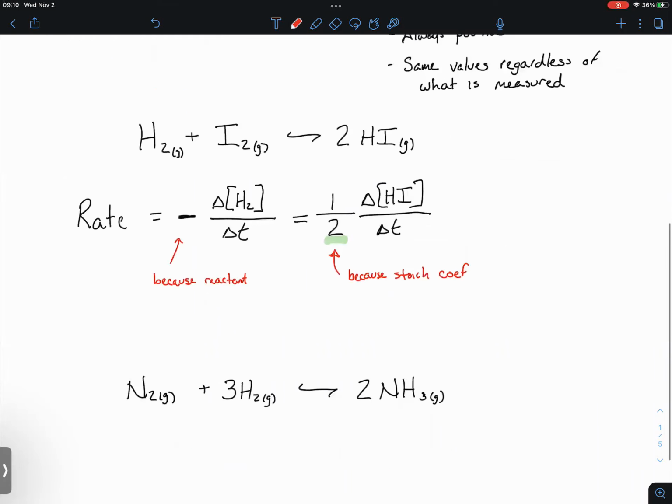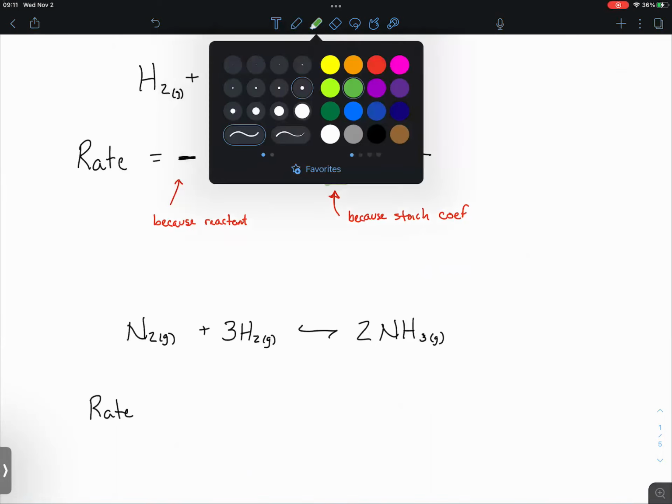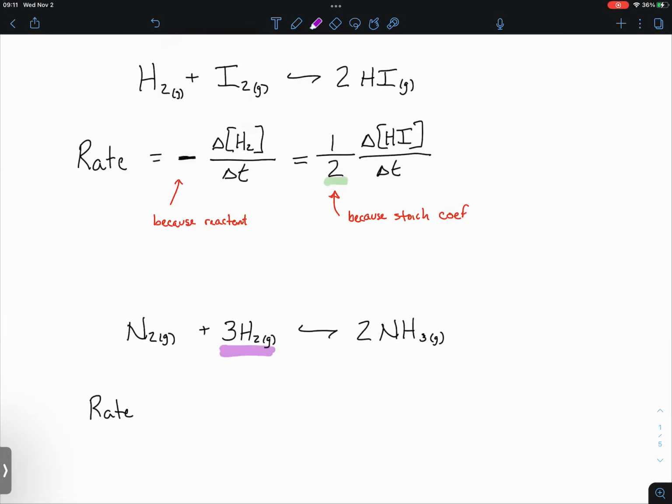All right, so everybody's going to take a minute and you're going to give me the rate expression for if we were monitoring hydrogen gas consumption or if we were monitoring ammonia production. Okay, so everybody take a minute and give me those rate expressions.